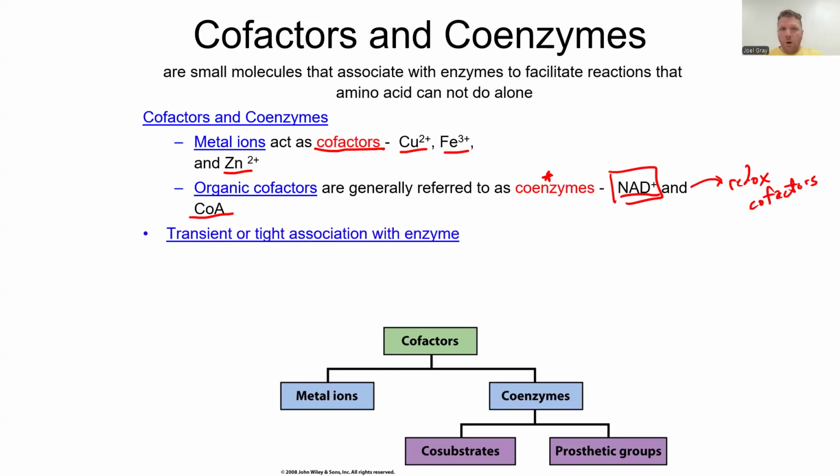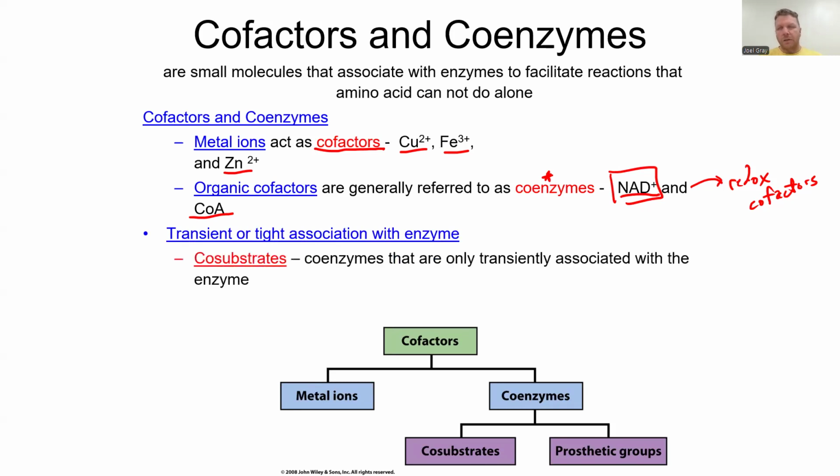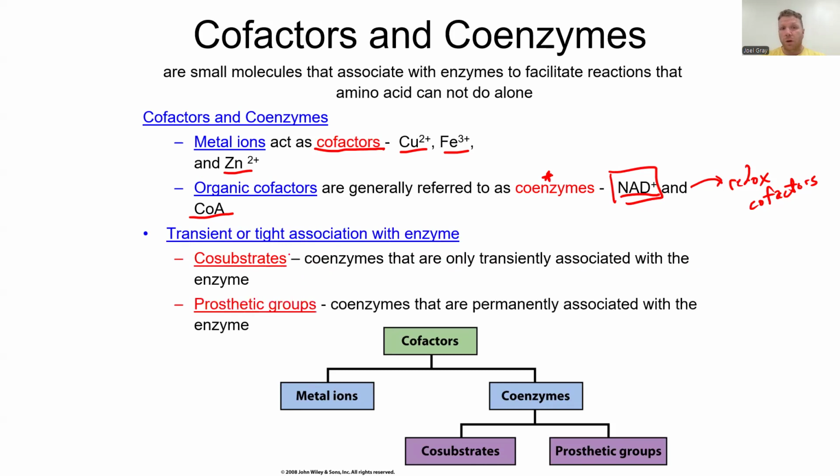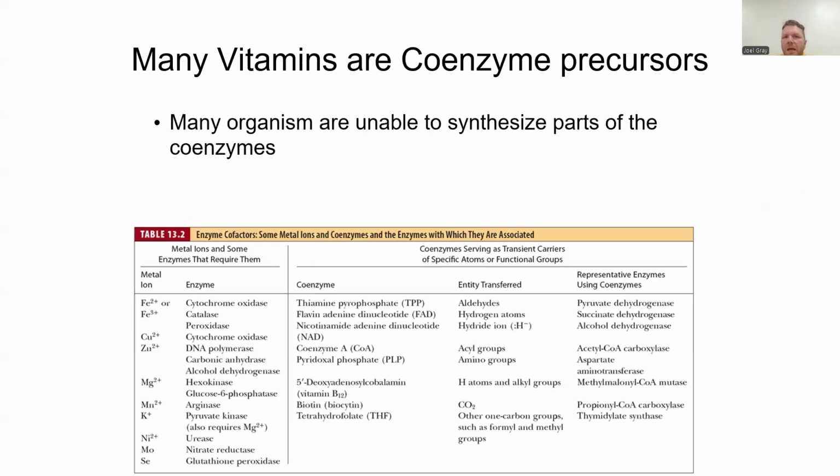Now, there are transient or tightly associated molecules that associate with enzymes. Co-substrates are coenzymes that are only transiently associated with the enzyme. There are prosthetic groups. These are coenzymes that are permanently associated with the enzyme. So in the case of heme, it was non-catalytic, but essentially there are enzymes that have molecules like heme that give the enzyme the power to do something that it otherwise would not have. Now, there are many enzymes that are cofactor or coenzyme precursors.